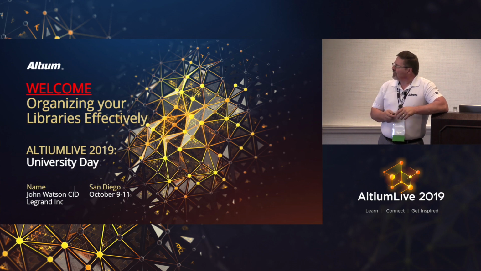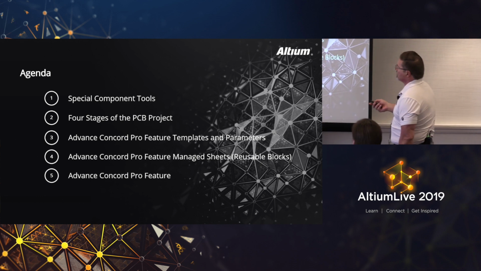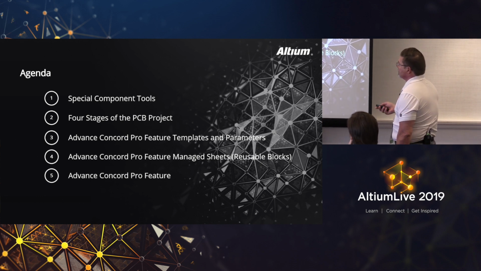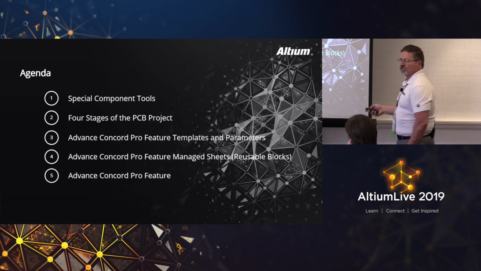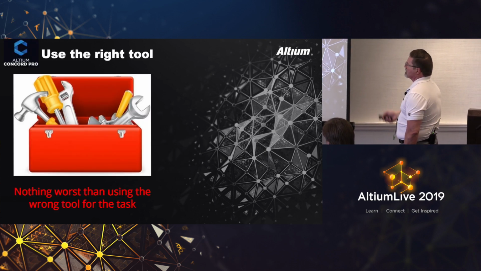So we're going to be looking at organizing your libraries. In this module we're going to be looking at some special tools, the 4 stages of your PCB project, advanced Concord Pro features, templates and parameters, advanced Concord features, managed sheets, reusable blocks, and some additional things.